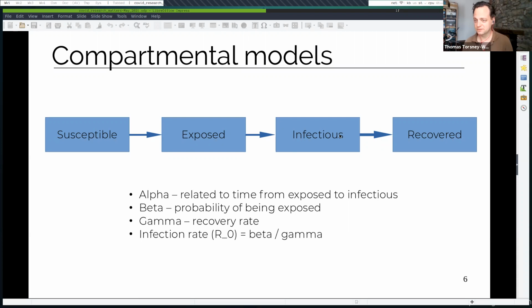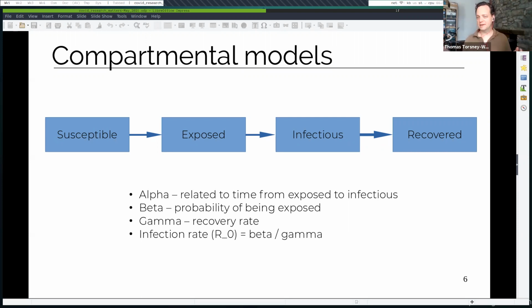Then you become infectious. What did Dan just say? Oh, it's 4 days. Okay, so it's much shorter. So anyway, from exposed to infectious is 4 days. After 4 days, you can transmit COVID to other people, and so you'll move from this exposed bucket to infectious.